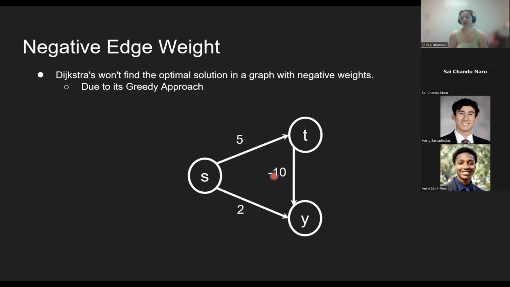And if you think about the weights as cost instead of distance, Dijkstra's algorithm will give you a path that costs more just because its cost is negative. Even though you'll have to think about tolls, you'll still have to give out that 10.